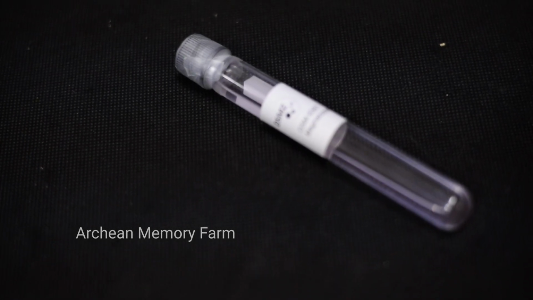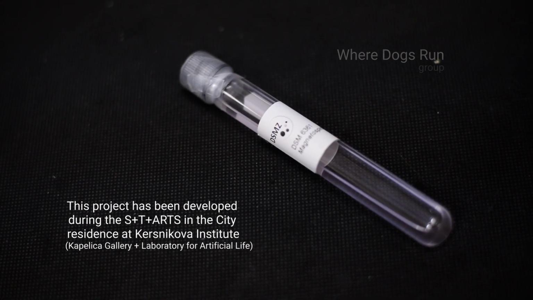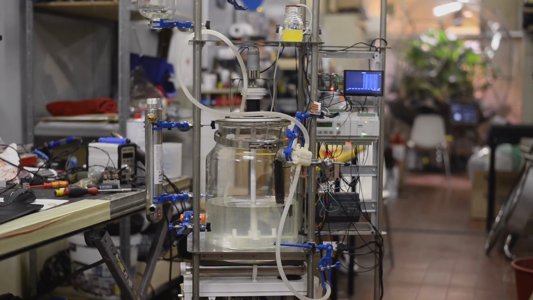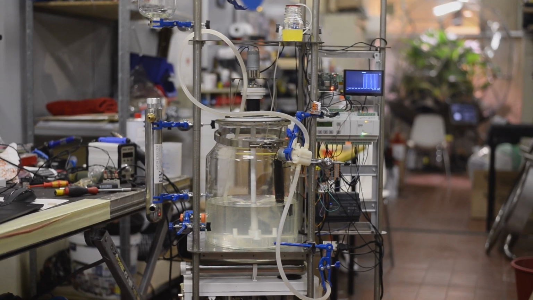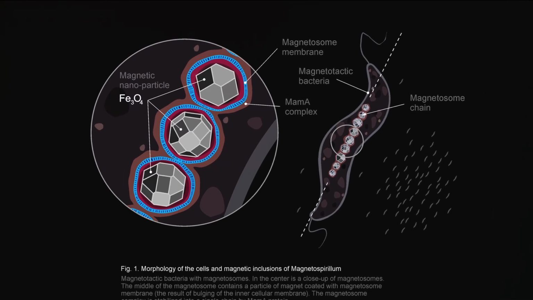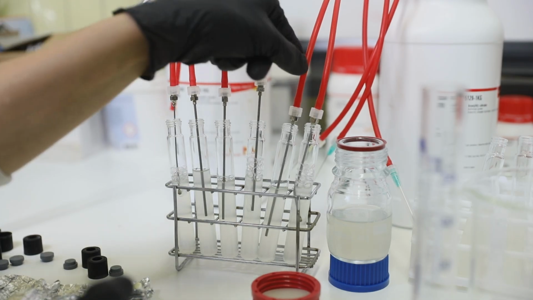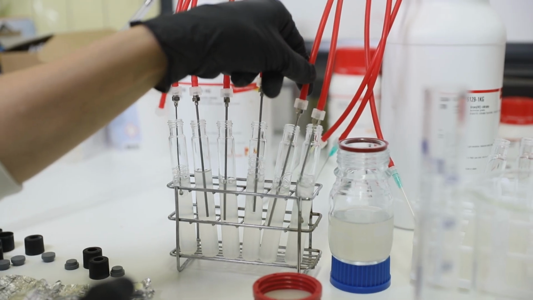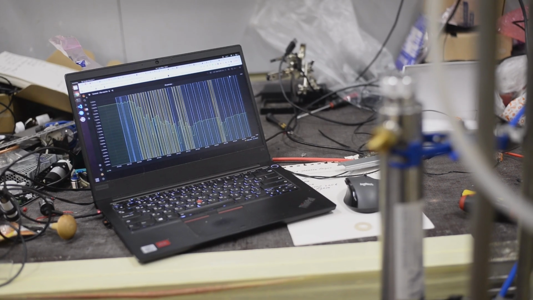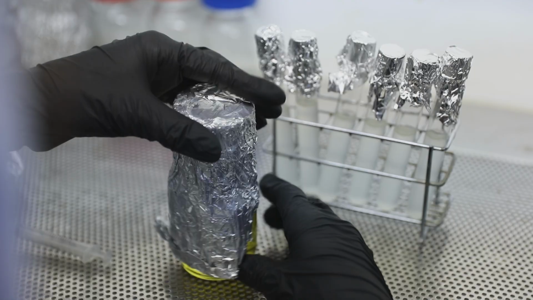The idea of Archean Memory Farm is based on the properties of ancient magnetotactic bacteria. They use magnetosomes to move along the lines of the Earth's magnetic field. Magnetotactic bacteria are used in geoecology, mineralogy, biomagnetism, crystallography, biochemistry, biomedicine, and physics. The metabolism of magnetotactic bacteria makes it possible to enter, store, and read information.